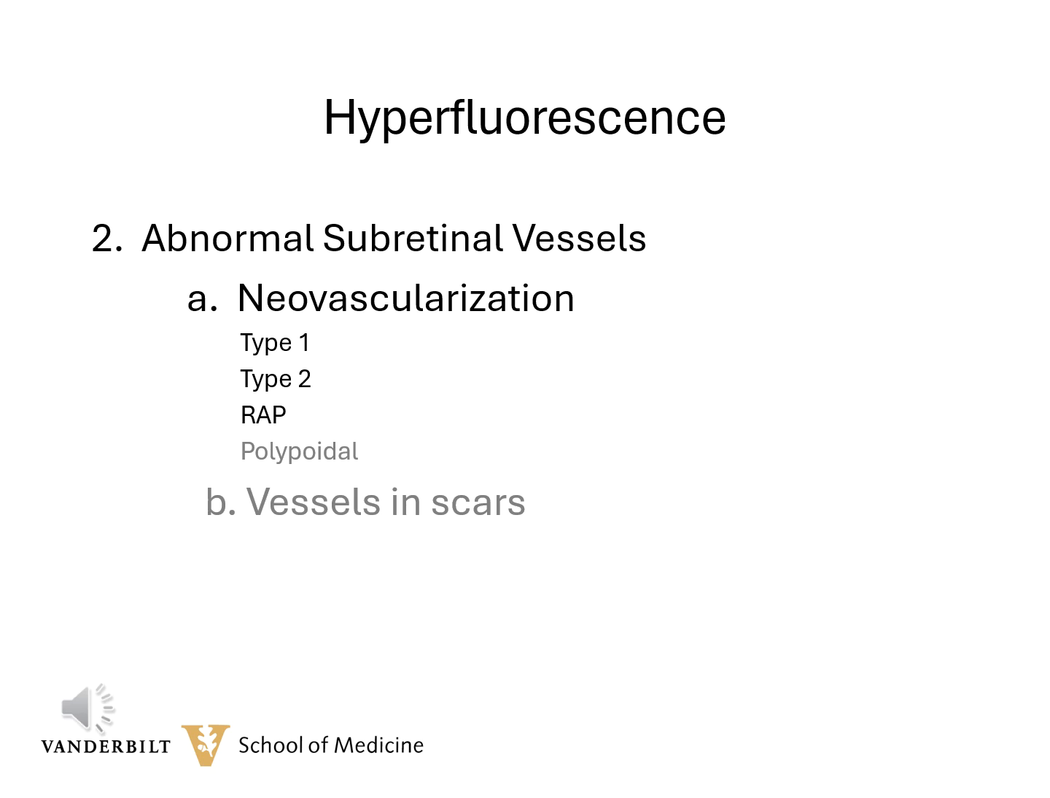Hyperfluorescence may occur because of abnormal subretinal vessels. Exudative age-related macular degeneration is the main cause of this type of neovascularization. Other diseases, which can cause breaks in Bruch's membrane, such as histoplasmosis, angioid streaks, trauma, can have secondary subretinal neovascularization as a complication to this break.